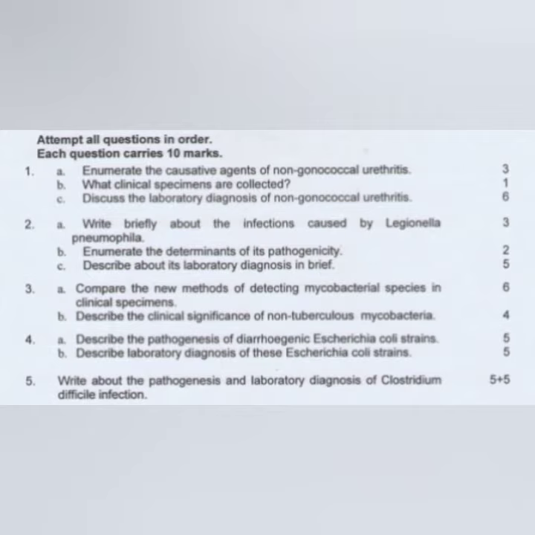Keep watching. 1. A. Enumerate the causative agents of non-gonococcal urethritis. 3 marks. B. What clinical specimens are collected? 1 mark.